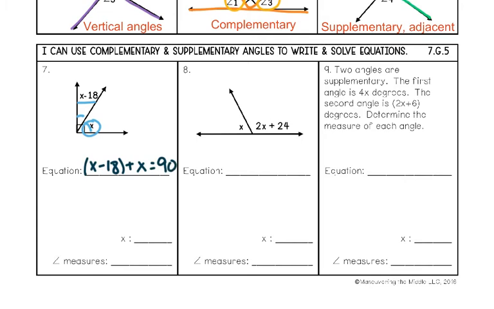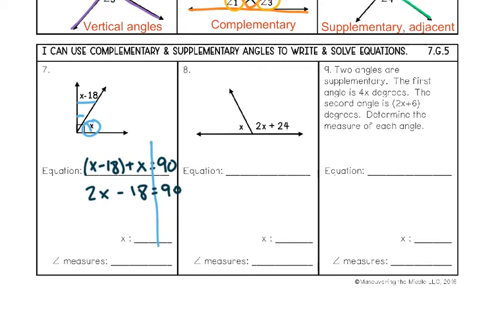Now that I have my equation set up, I can solve this by drawing my line on that equals. I look on the left side and see if I can combine any like terms. X's go with X's and I see two of them, so I have 2x, and then that is a minus 18 there. So 2x minus 18 is just the simplified version of that expression. That all is going to equal 90. Now I can start solving.